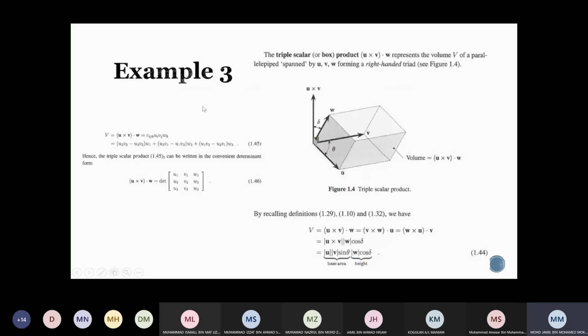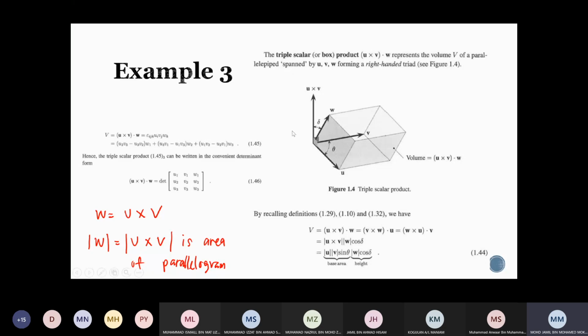Okay, another example. This is the application of the cross product. So just now, the magnitude of the cross product: let's say we have W equals U cross V. So the magnitude of W, or the magnitude of U cross V, is the area of the parallelogram made by U and V.